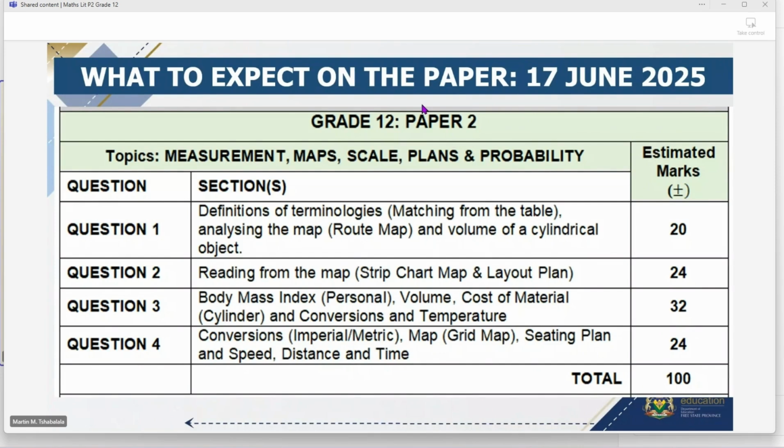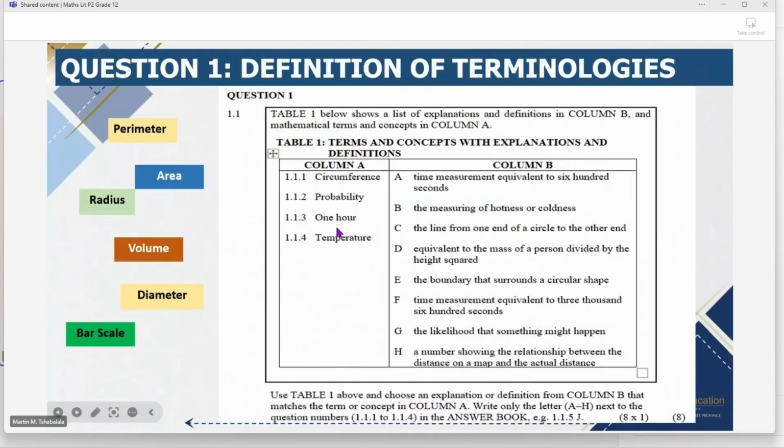All right, let me just quickly check. I've got a few examples here. Look here, for question 1, I'm just giving you terminology definitions. We are no longer, we are trying by all means, the examiners, to do what?